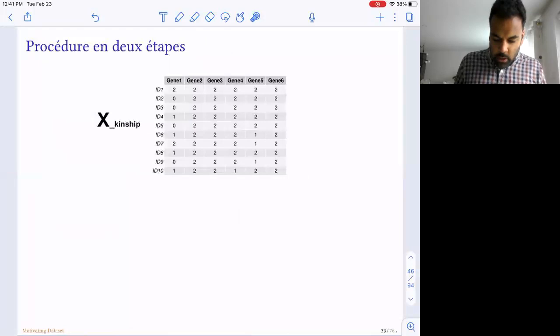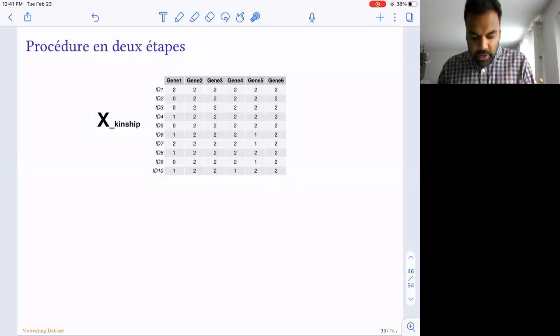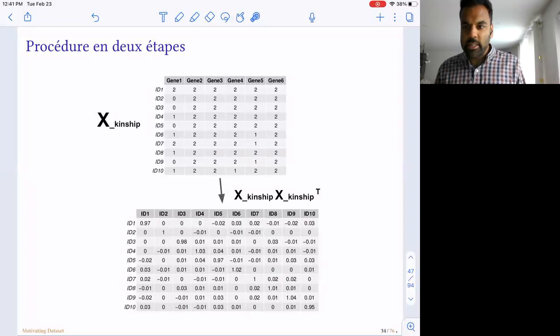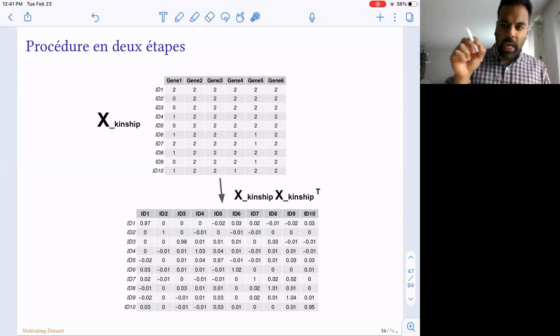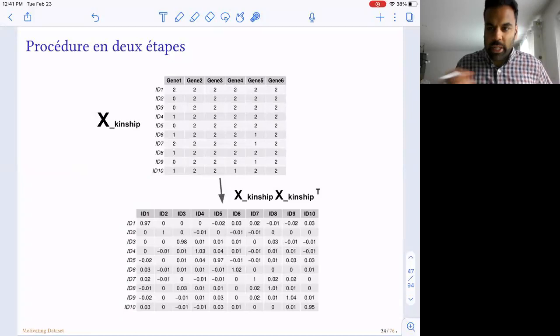Right, so this is a visual of what's actually happening. Again, the rows here are individuals, the columns are the SNPs. What we would have to do is come up with this kinship matrix. X kinship here just represents the SNPs that I'm using to calculate the kinship matrix. And what I get is this N by N symmetric matrix, where each entry represents the correlation between individuals on some level.